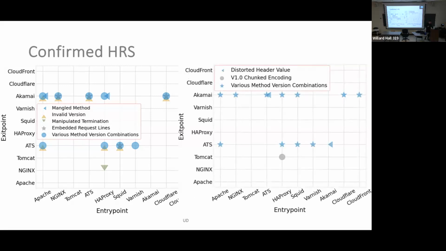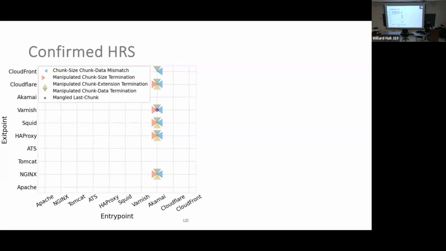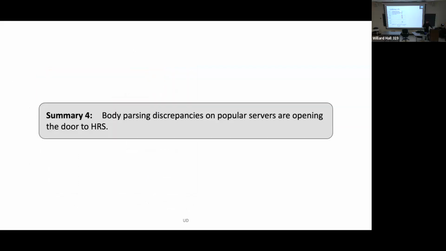So here are more results, for different server combinations where we were able to actually confirm manually that yes, these are actually leading to real world problems. Again, we had more access to Akamai. That's why if you just look at Akamai with different technologies, you see that for a lot of the technologies out there in our list, we were able to confirm an HRS issue, right? Which means that not just one combination, but many of these combinations are potentially going to lead to this smuggling issue, right? Which means that the problem is pretty large, right? So body parsing discrepancies on popular servers are opening the door to HRS, right?